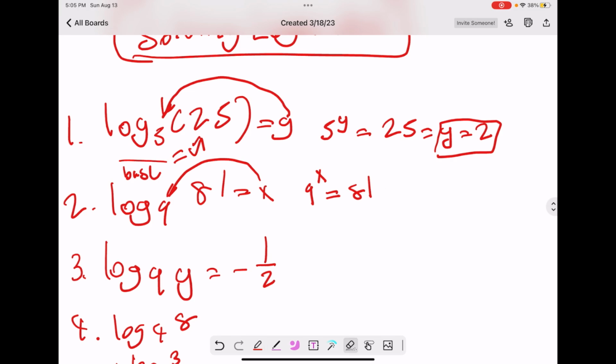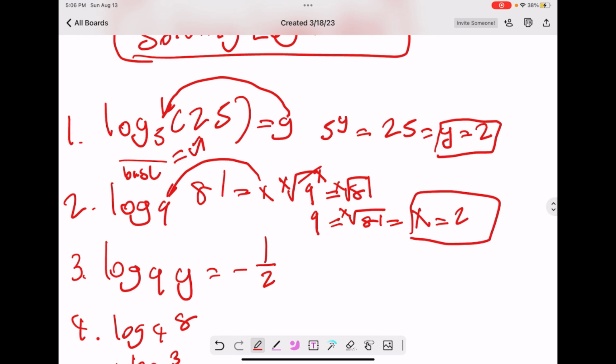Or if you want to do it completely thoroughly, you can take the square root of each side to get x. So you can go here, square root to x, square root to x. The exponent of x and the square root of x cancel out, so this is just 9. And so 9 equals the square root of 81, and that's 2. So x is going to be equal to 2. As you can see, it's a common theme here.